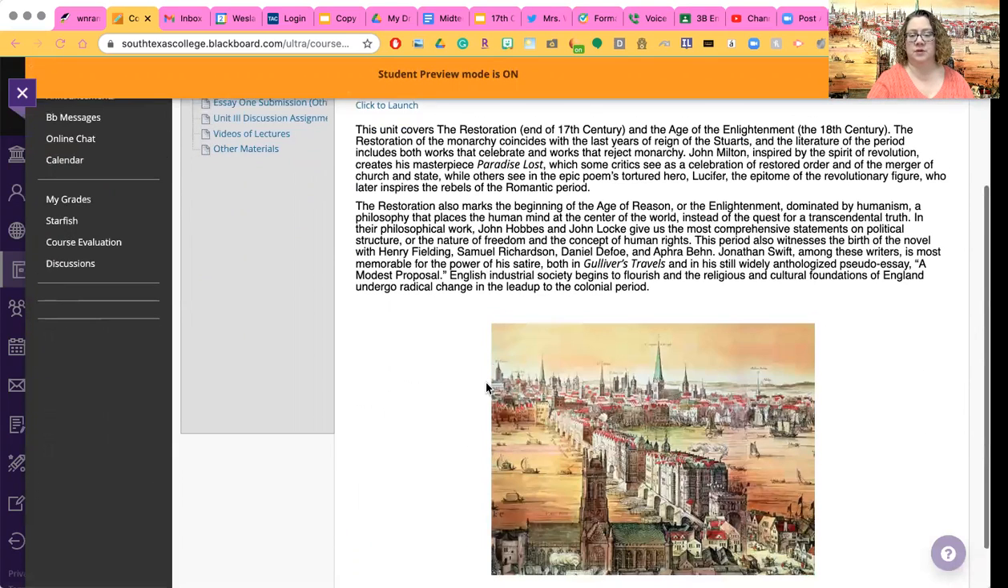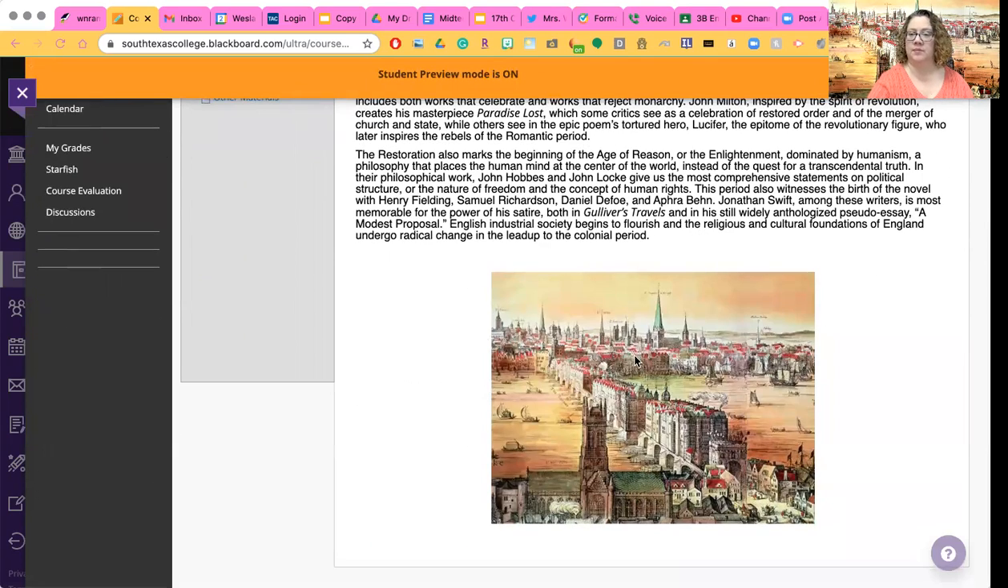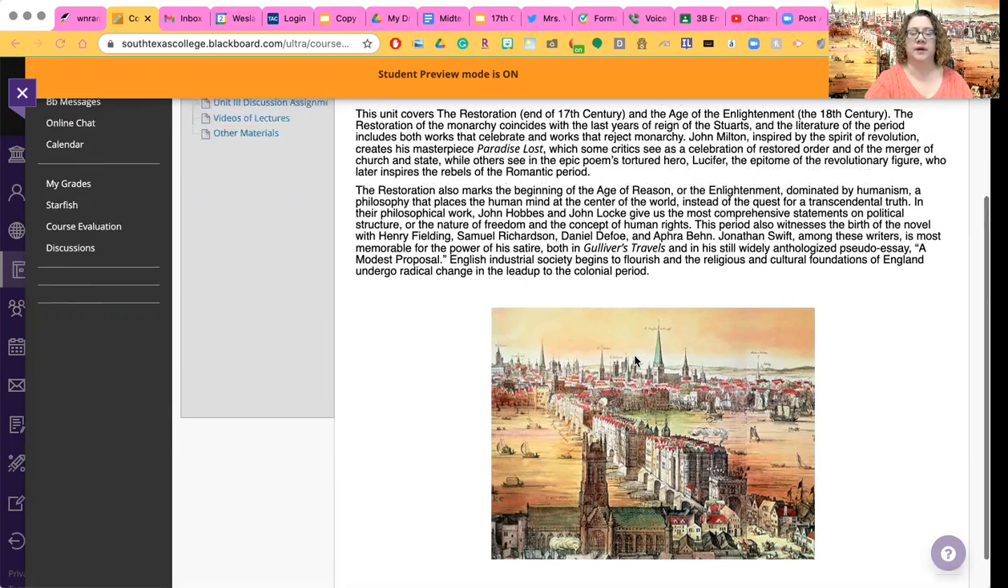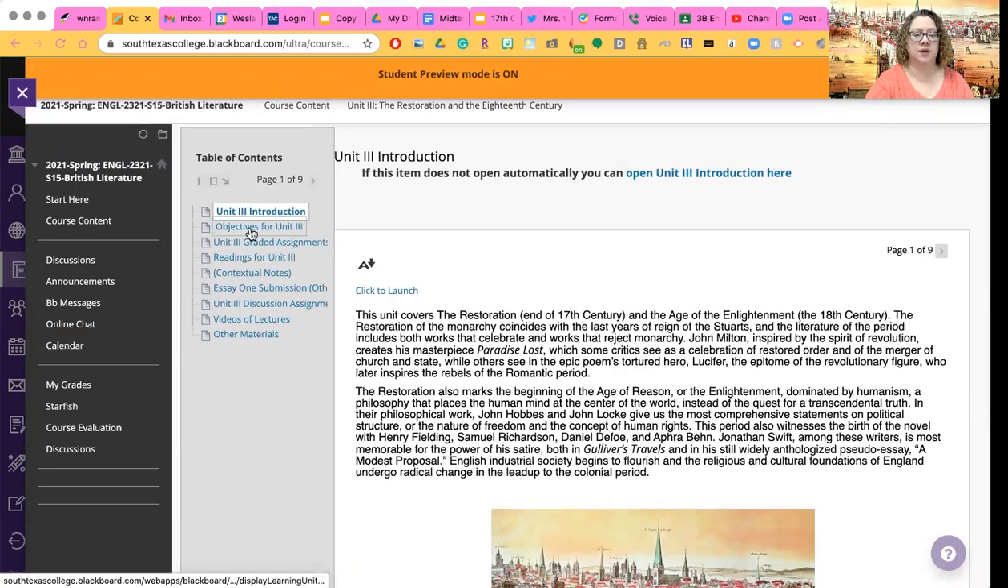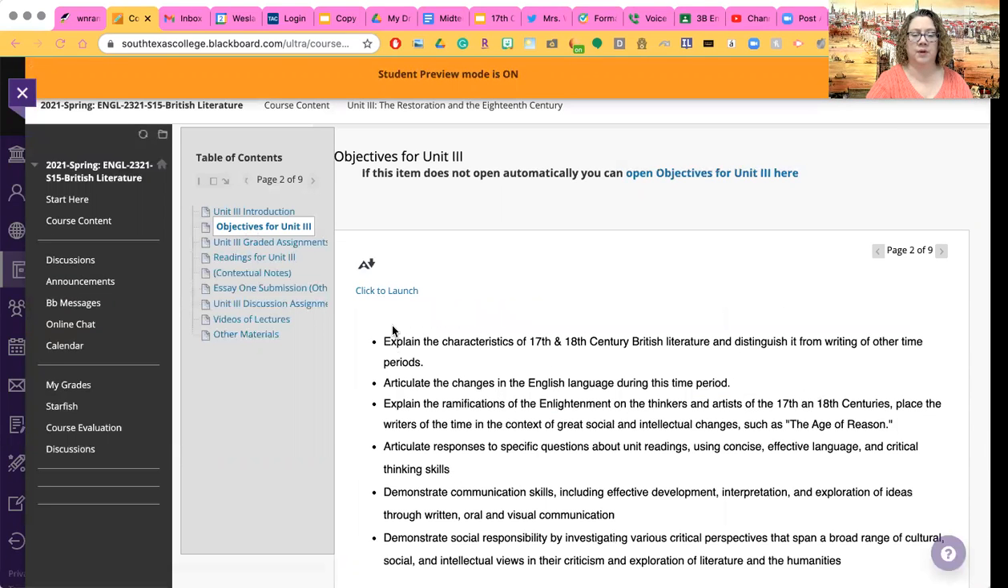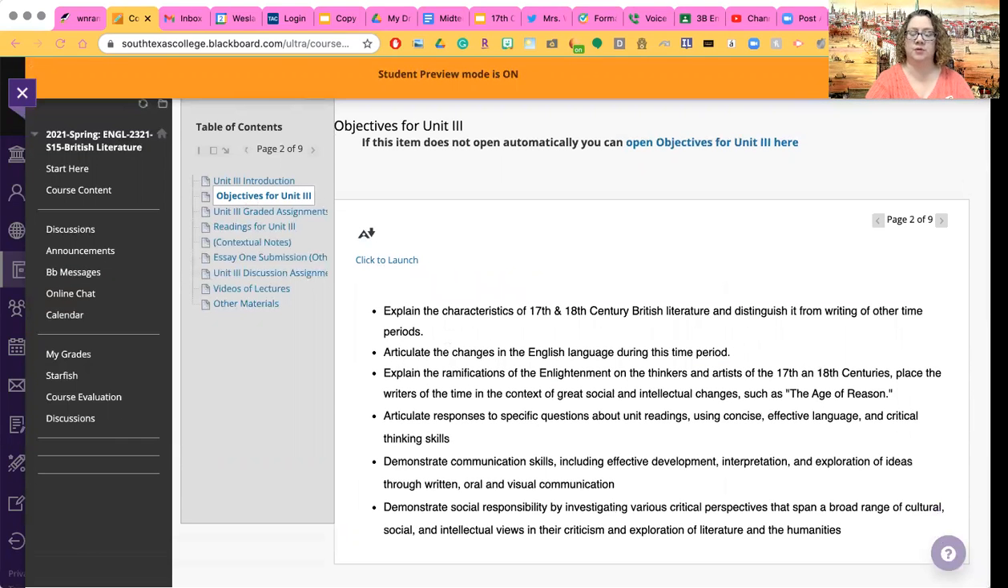There's the picture that I put in, behind me. They always mirror image it for some reason. Probably could turn that off in the settings. So there's an introduction that you need to read. Here are the objectives for Unit 3. You should be able to explain the characteristics of 17th and 18th century British literature and distinguish it from the writing of other time periods. We will do the 17th century before spring break and the 18th century after spring break.